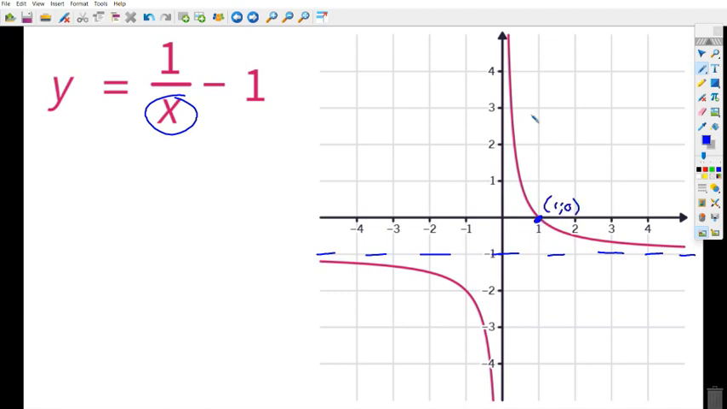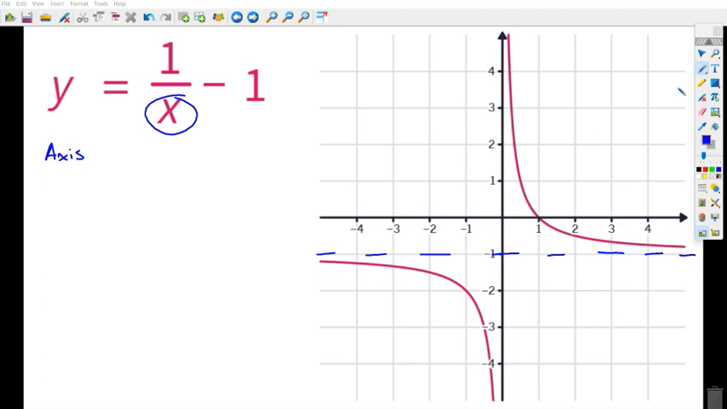Now one thing about the hyperbola that I want you guys to note is that sometimes they can ask you the axis of symmetry. Same as with the parabola, we've got an axis of symmetry for the parabola, but we also have an axis of symmetry for the hyperbola. So the hyperbola has 2 axes of symmetry. The hyperbola has 2 asymptotes and 2 axes of symmetry.